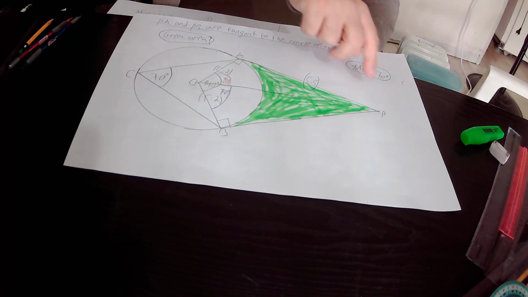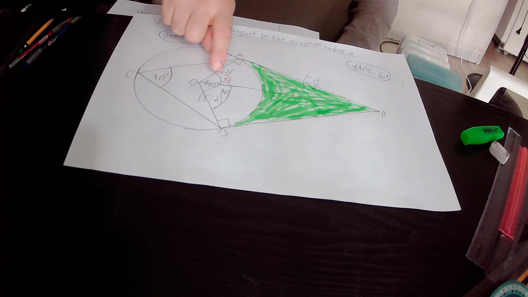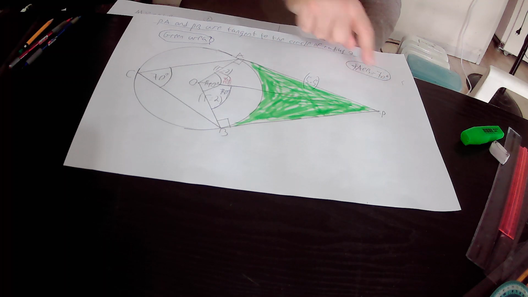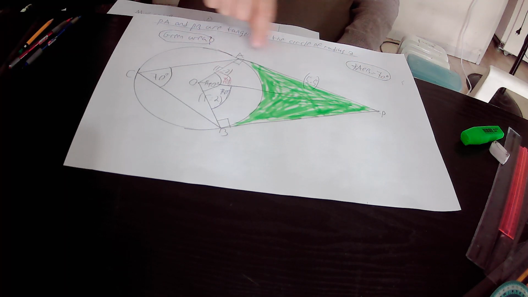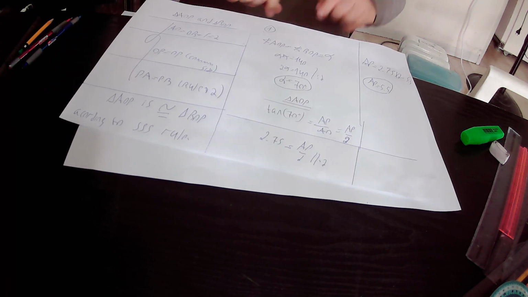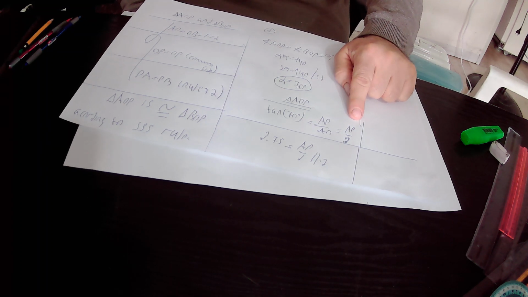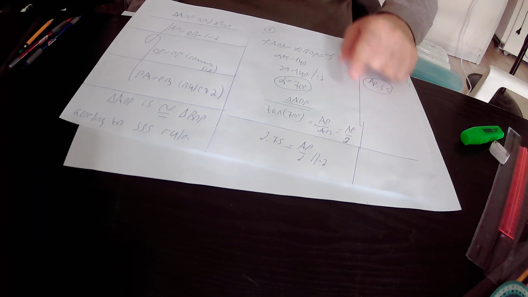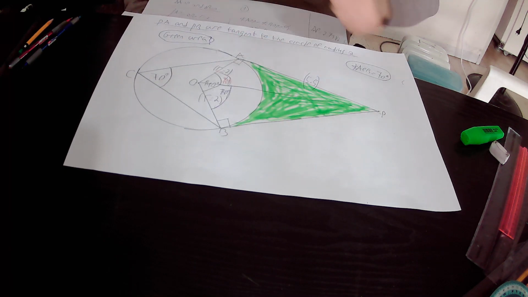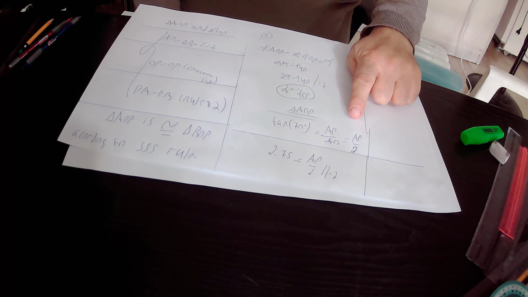In the next step, we focus on this right triangle APO. In the right triangle APO, tangent 70 degrees equals AP over AO. AP is the missing side, so we leave it as it is. AO is the radius of this circle, that is 2, so we substitute AO by 2. Further, tangent 70 degrees equals AP over 2.